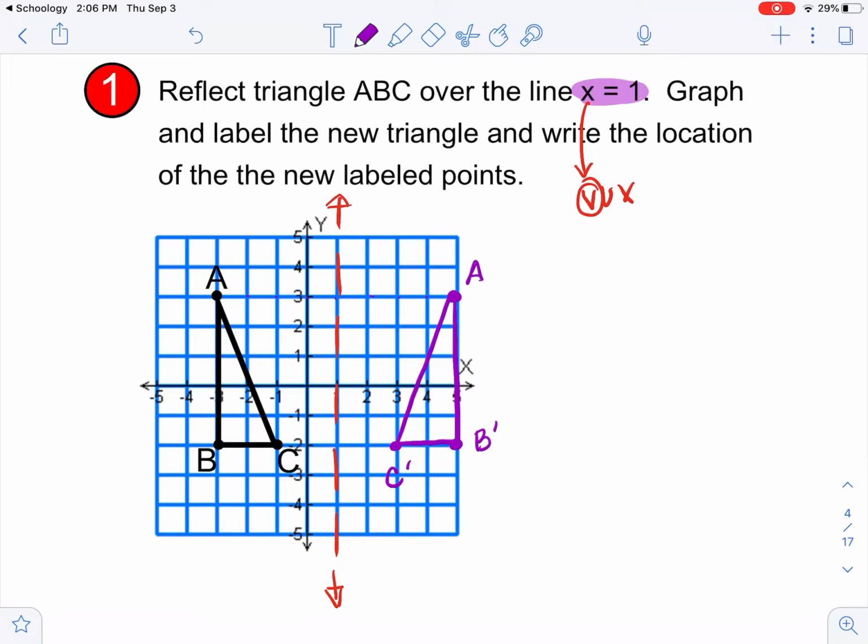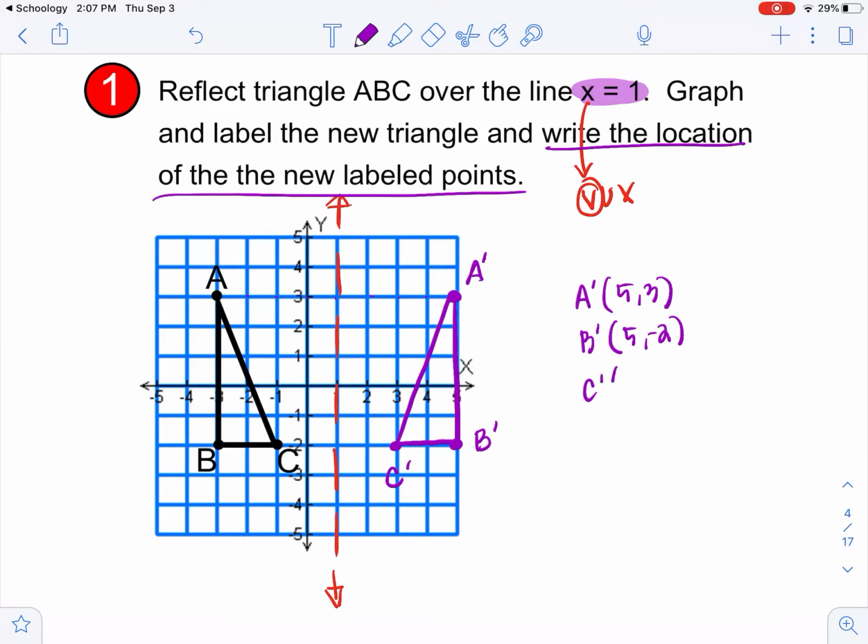Remember, I'm not done. I need to write the location of the new labeled points. I forgot to put a prime there, so I can fix that now. A prime's location is 5, 3. B prime's location is 5, negative 2. And C prime's location is 3, negative 2. I can box those because that's my answer.